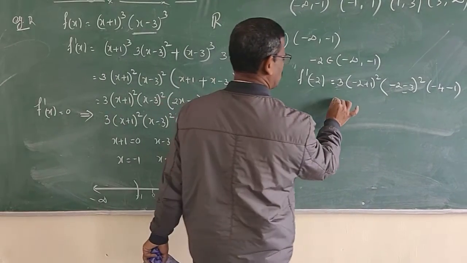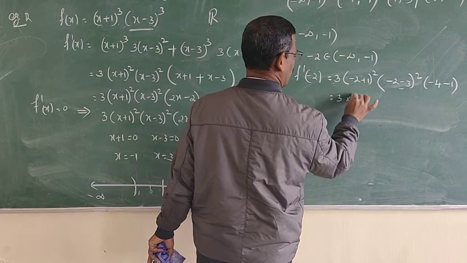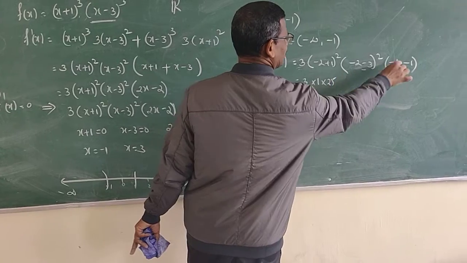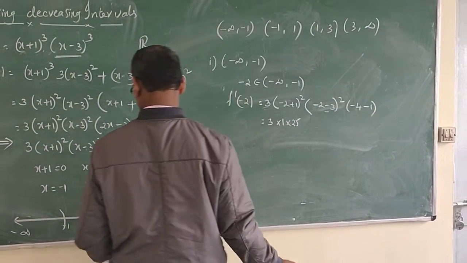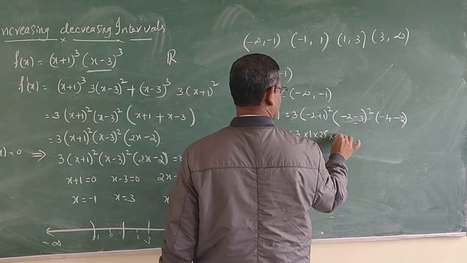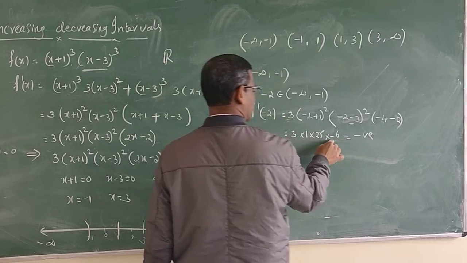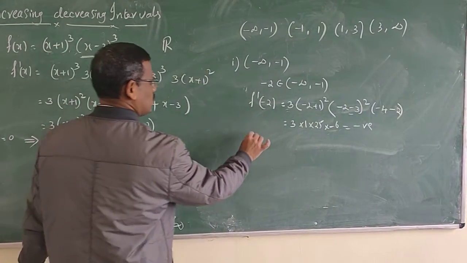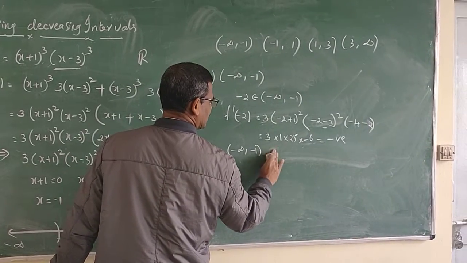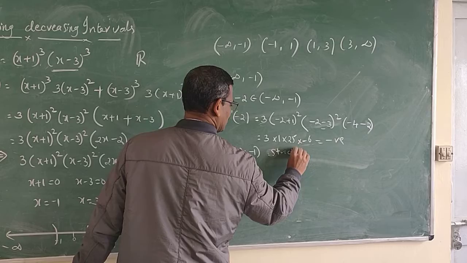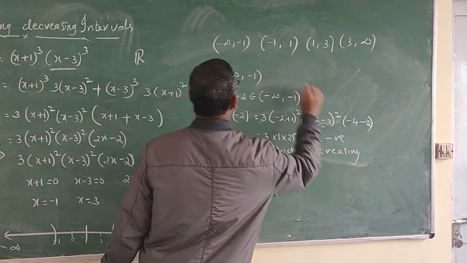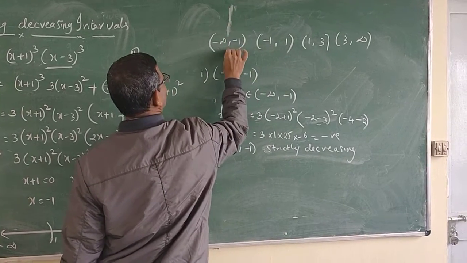Just check whether this is coming positive or negative. 3 into 1, and this is (-5)^2, that is 25, and this is -4 minus 2, that is -6. It gives negative because one quantity is negative. So minus infinity to -1 is decreasing, it is decreasing.